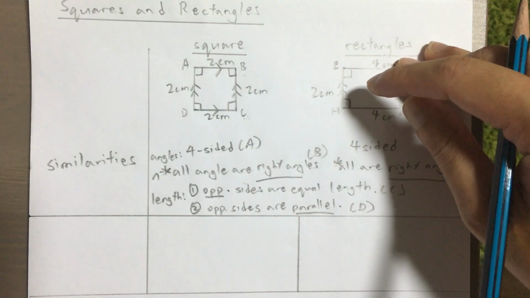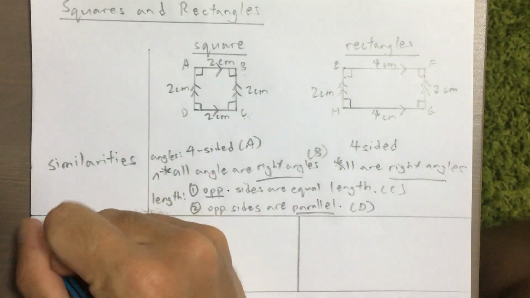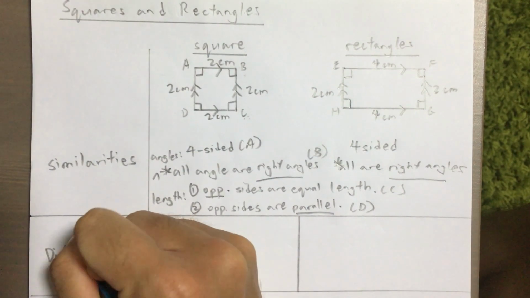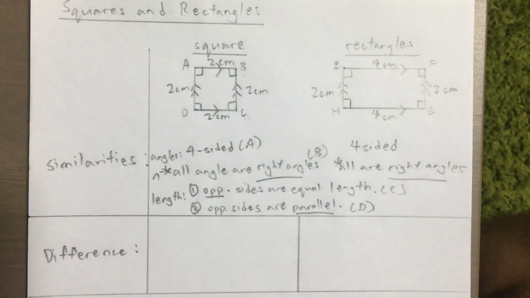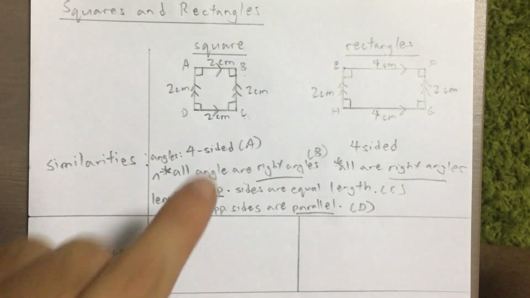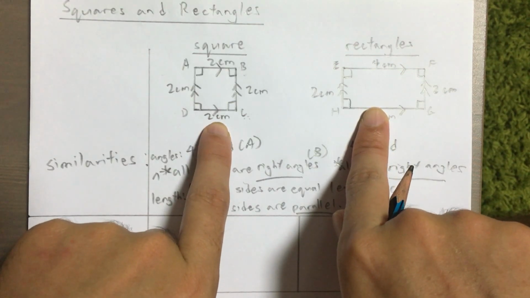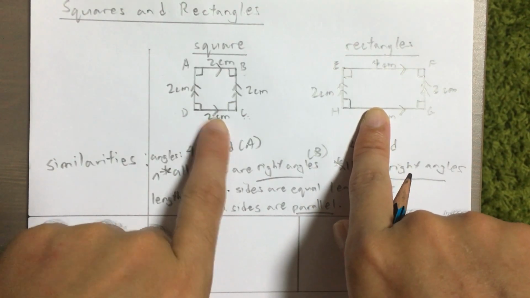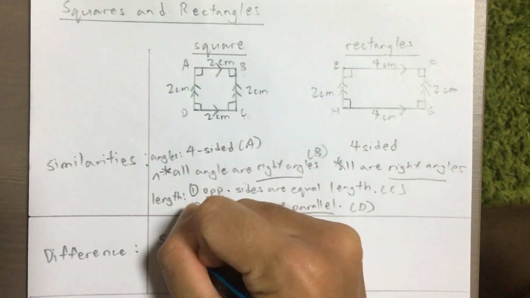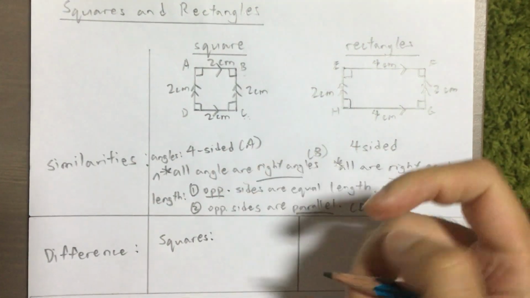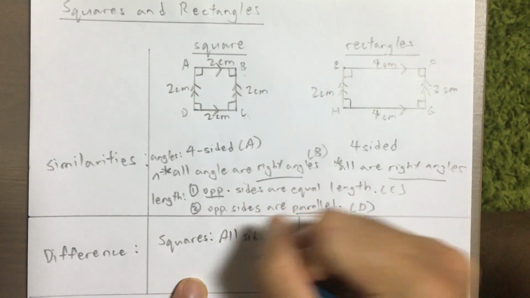But if they only have similarities, then what makes a square different from a rectangle? There's only one main difference between a square and rectangle, and this is what we call the difference. So what is the main difference? Does a square look like a rectangle? Does a rectangle look like a square? No, they don't. One main thing that separates a square from a rectangle is that for squares, all sides have the same.